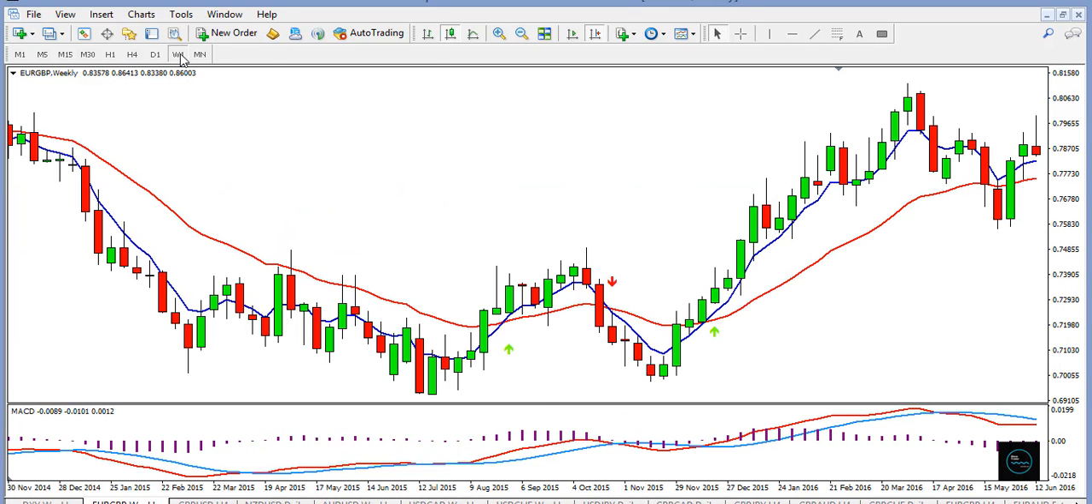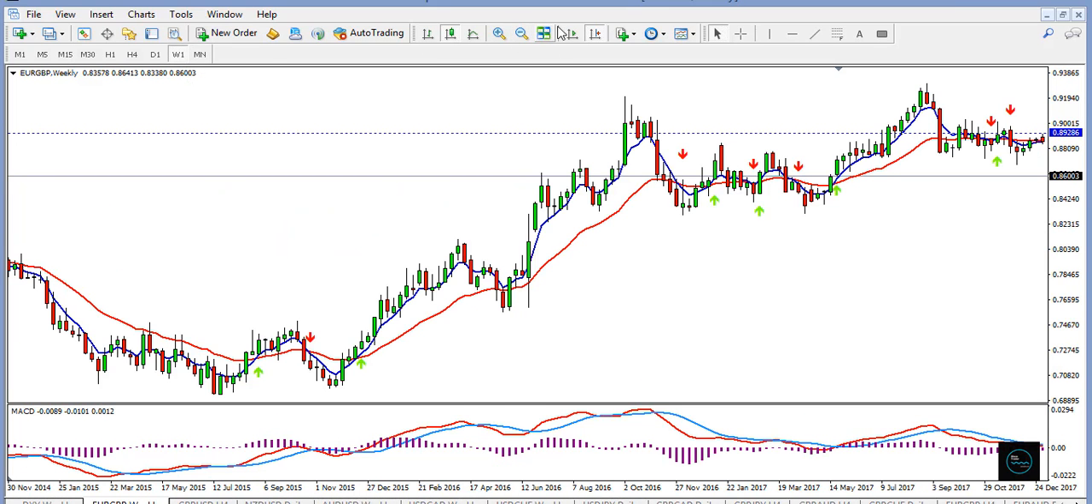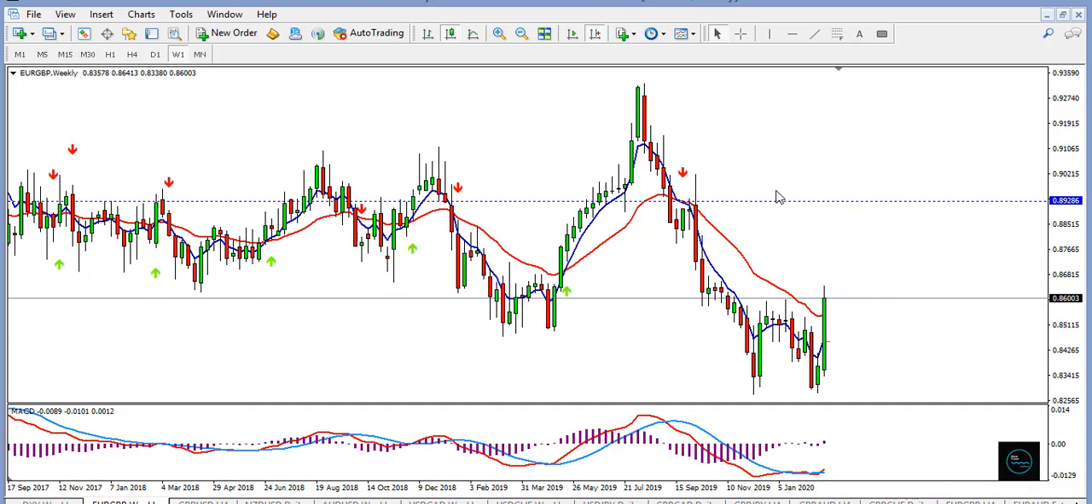So let's quickly go down to the weekly. On the weekly, let's see. This is what's been going on in the weekly, and this was what caught my attention when I first came to this chart.